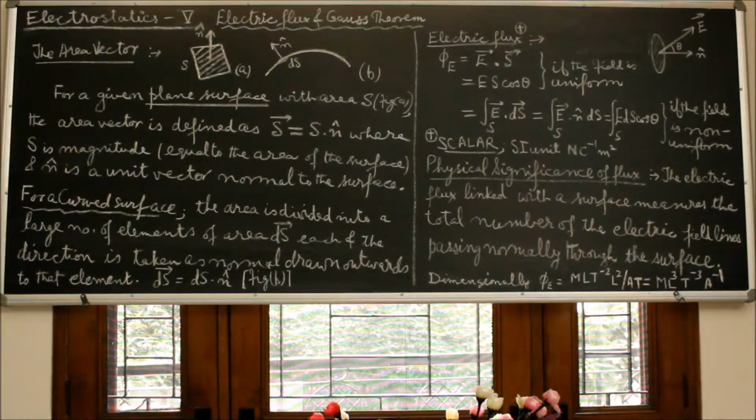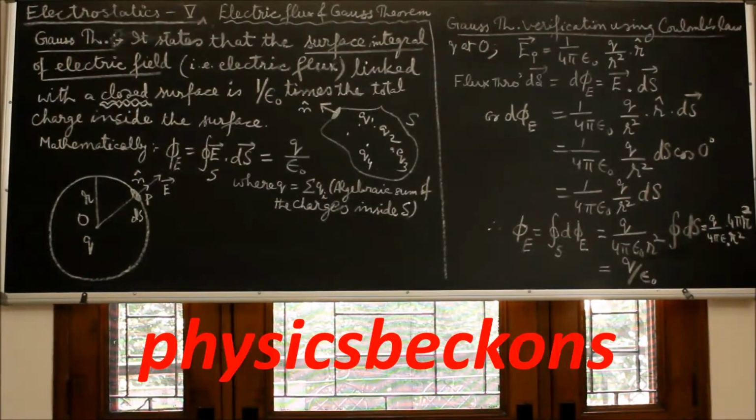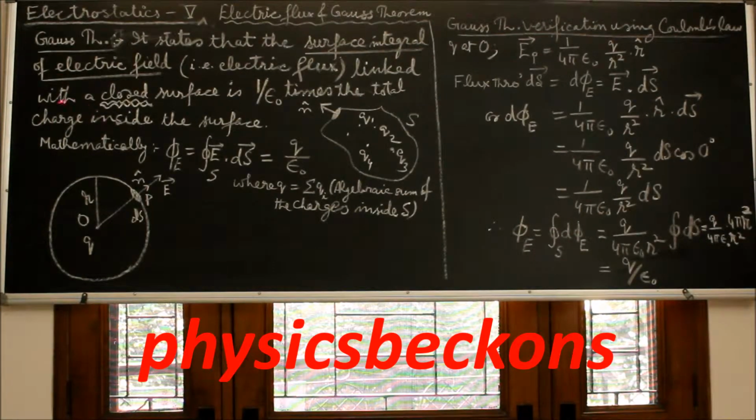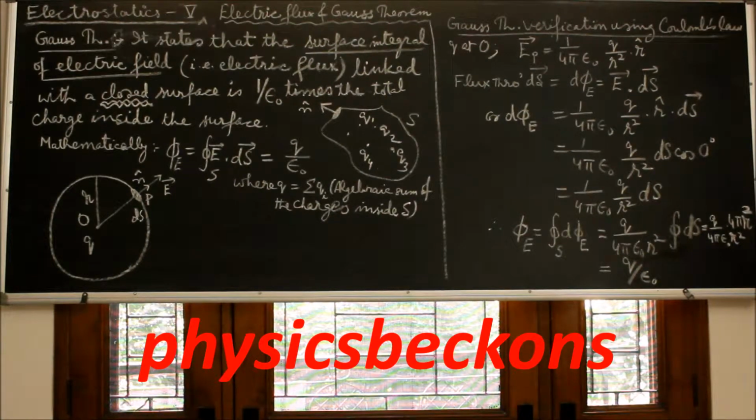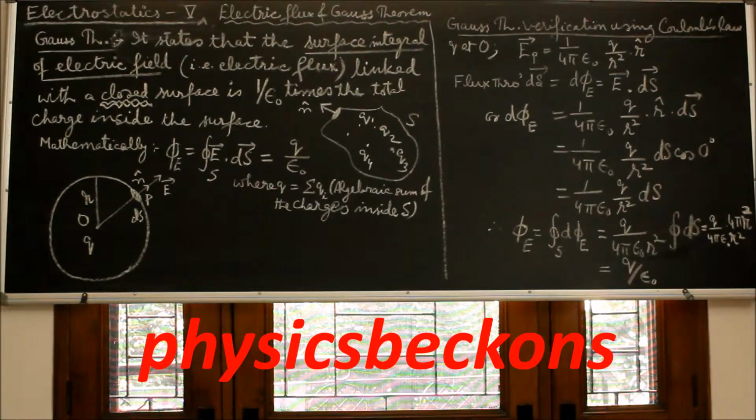In the next part of the video we will be relating Coulomb's law with Gauss theorem, that is, we will be deriving Gauss theorem from Coulomb's law and conversely Coulomb's law from Gauss theorem. Coming to Gauss theorem, the Gauss theorem relates the electric flux linked with a closed surface to the electric charges inside the surface.